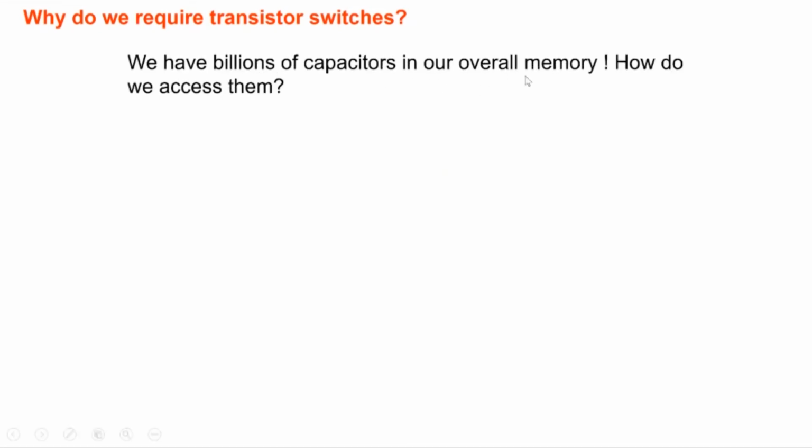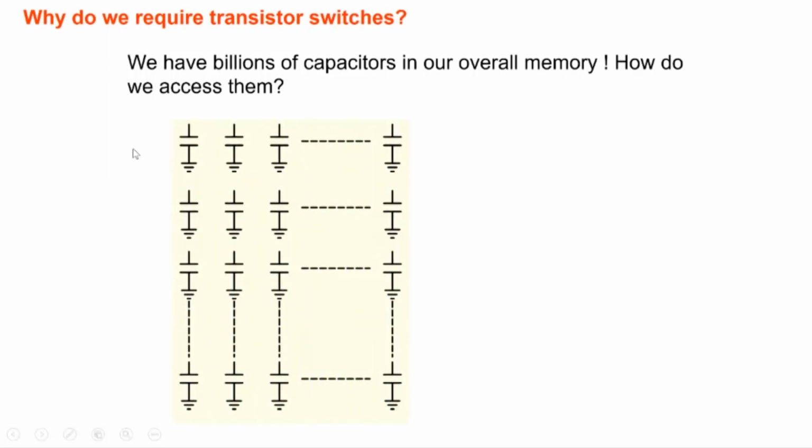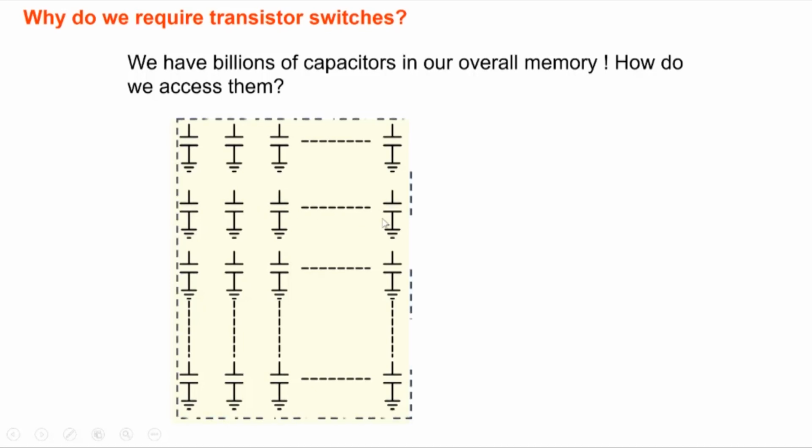Okay. So why do we require transistor switches? Well, we have billions of capacitors in our overall memory. How do you write data into the memory? How do you read the data out from the memory? So let's say you have these billions of capacitors, and they're all arranged in this particular manner here. All the bits are stored on these capacitors, and you want to access this particular bit. You want to read what the data is here.